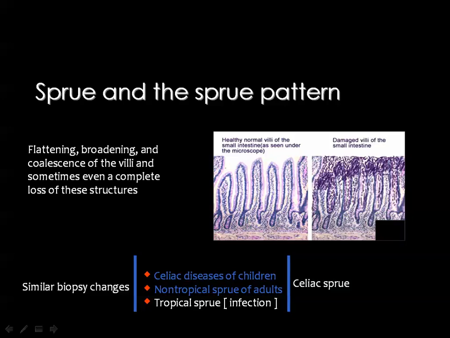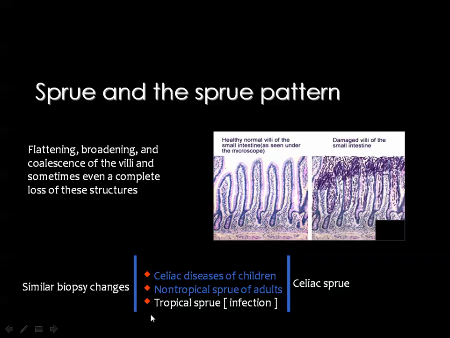The sprue pattern is what is seen through the mucosal biopsy of the small bowel, including flattening, broadening, and the coalescence of the villi, and sometimes complete loss of these structures. And you can see this is the healthy normal mucosa, and this is the damaged mucosa, and you see the degree of atrophy. Similar biopsy changes are seen in the celiac disease of children and non-tropical sprue in adults.